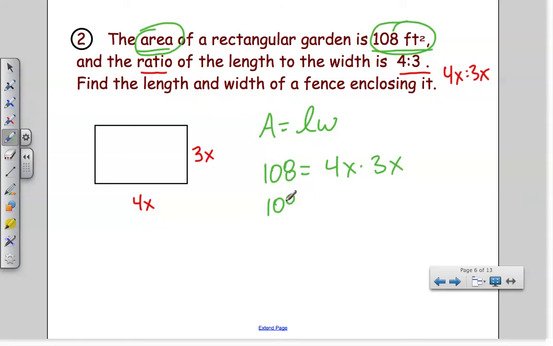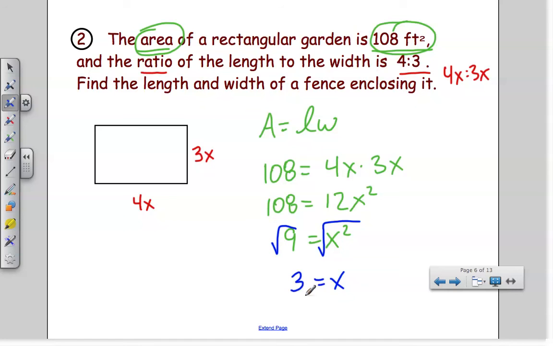And now I've got to figure out x here. Now 4x times 3x: 4 times 3 is 12, and x times x is actually, careful, x squared, right? Let's get x squared alone by dividing by 12 on both sides, and I find out that x squared is 9. Now to undo squared, of course, I take the square root of both sides, and I find out that x is 3, right? The square root of 9 is 3.